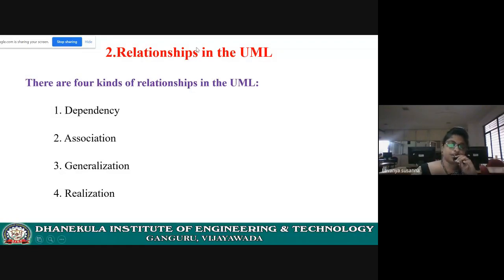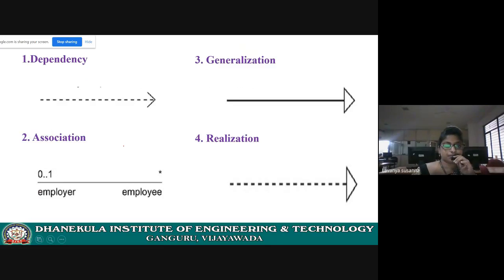Relationships. There are 4 kinds of relationships. First, you need to list out all the relationships of UML. There are 4 kinds of relationships: the dependency, association, generalization, and realization. Okay, now let us see.